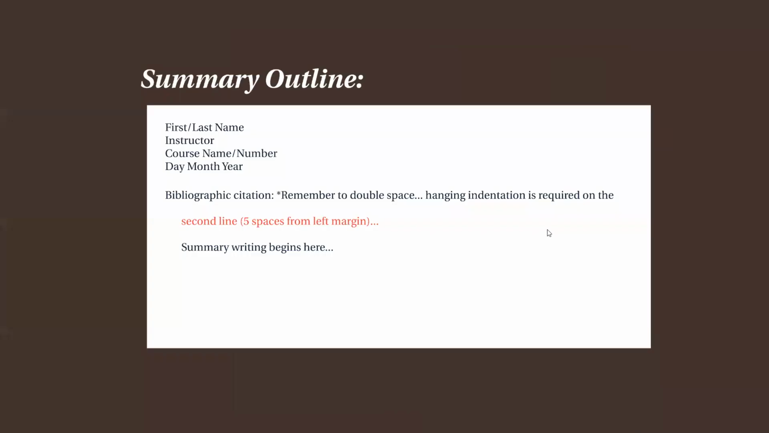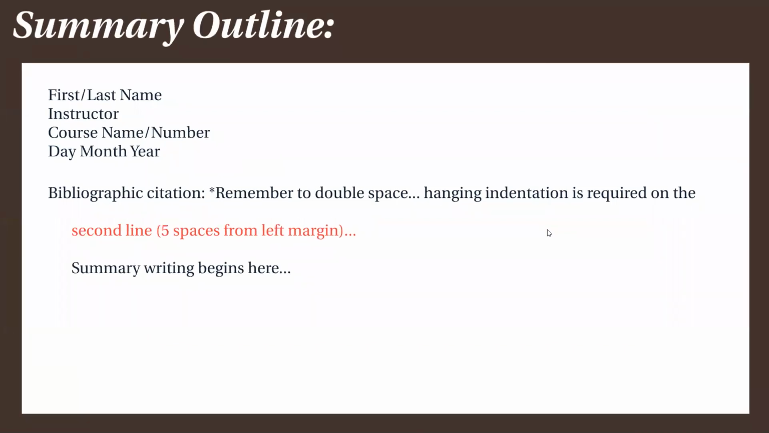So let's take a look at how we begin putting all of this together. This is just a rough outline as far as APA, a template here. In the top left corner, you're going to have your information: your first and last name, your instructor's name, your course name or number, and the day, month, year in that order for that date.